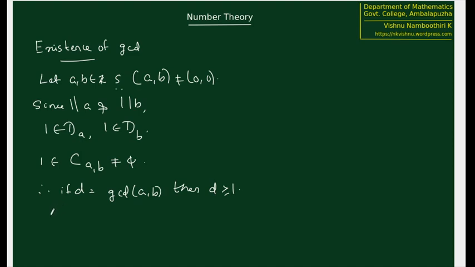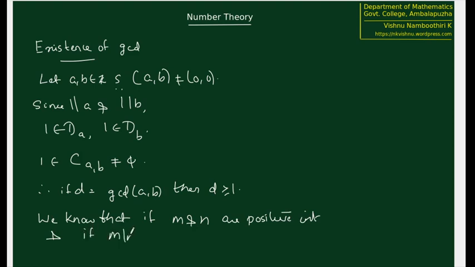That is actually guaranteed using the following property of divisibility. We proved previously that if m and n are positive integers, and if m divides n, then m is less than or equal to n. This is something we have already established. That means any positive divisor of another positive integer must be less than or equal to that positive integer.